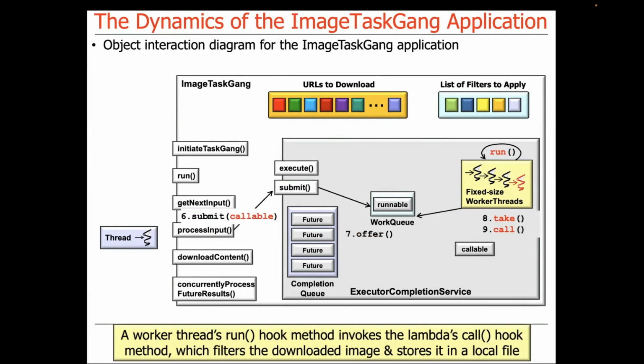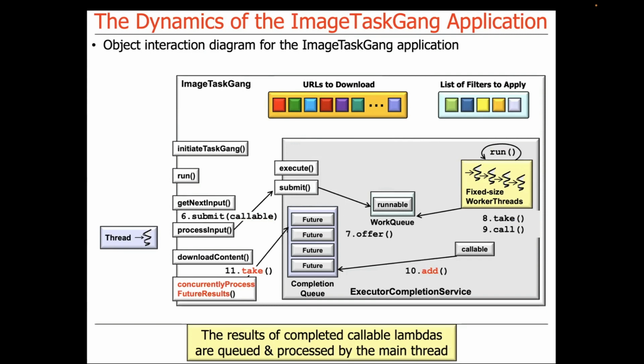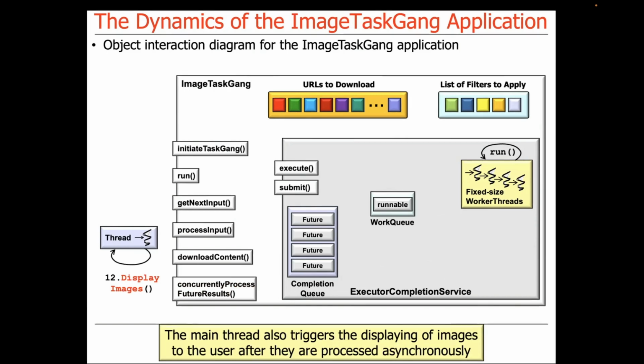And then one of the threads in the fixed size worker pool will go ahead and take the message off the work queue, take the runnable off the work queue, which is actually a callable in this case, and it'll invoke the Lambda's call hook method, which will then filter the image that's been downloaded previously, and then it'll store it in a local file. Now, once it's been stored in the local file, it's also added to the executor completion service completion queue. And when it's been put in that queue, then the application can come along and take it, and that will allow it to be able to be removed and displayed.